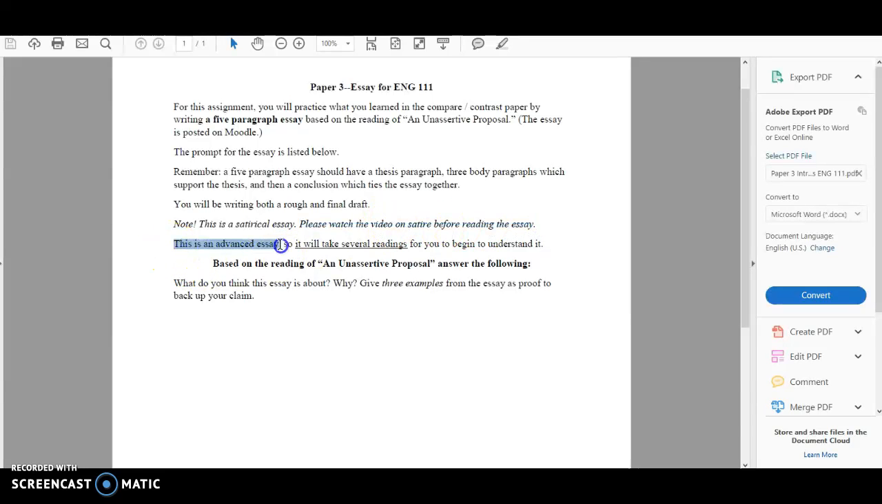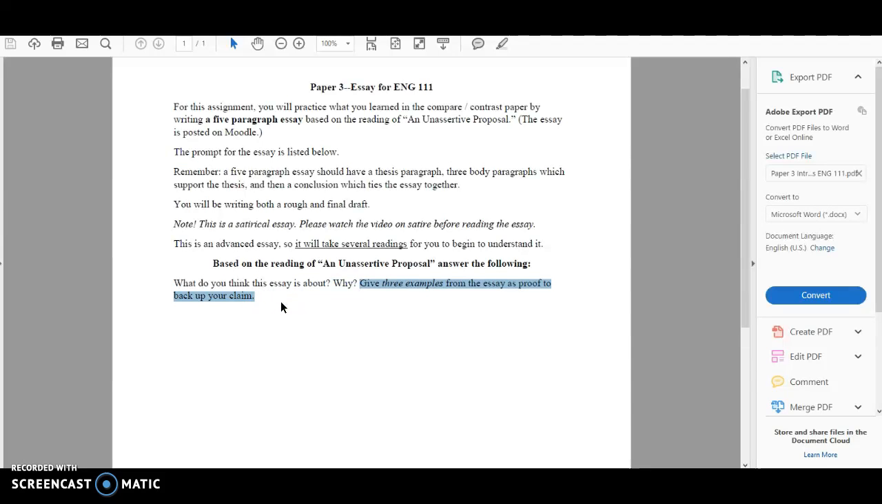This is an advanced essay. It'll take several readings for you to begin to understand it, meaning the first time you read it, you probably will not understand it. Why would somebody write something like that? Well, that is the whole point. I gave you a very challenging reading for you to read several times to begin to understand it, to think about it, and then eventually you'll figure out what you think this essay is about and why. And then you have to give 3 examples.